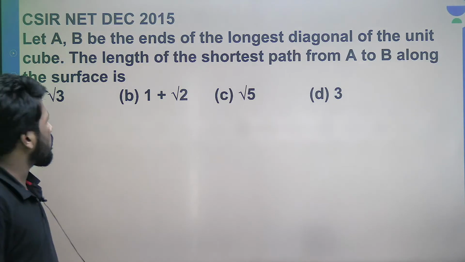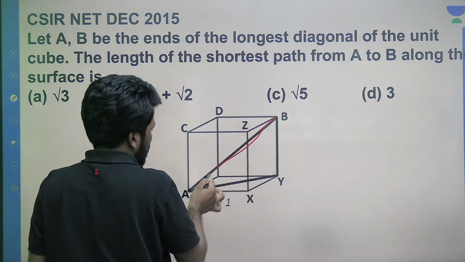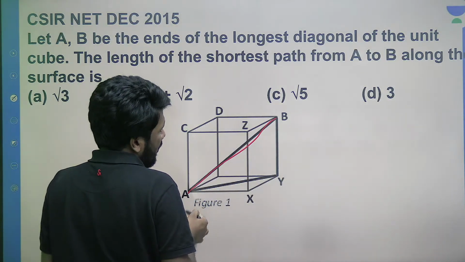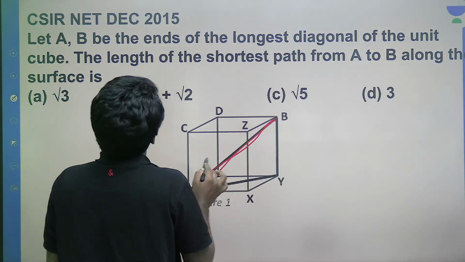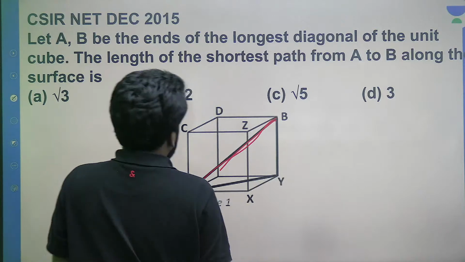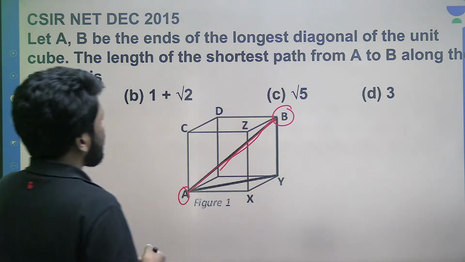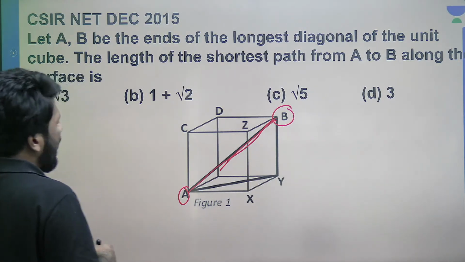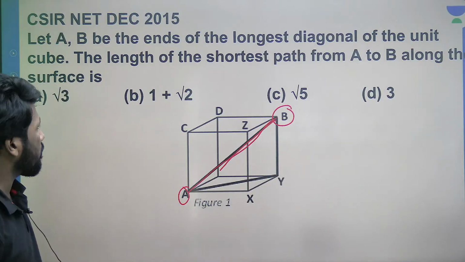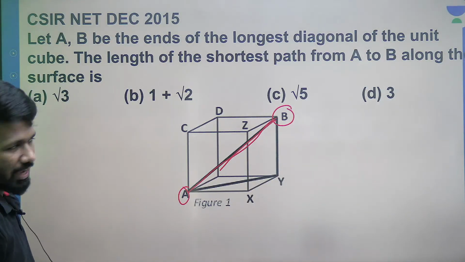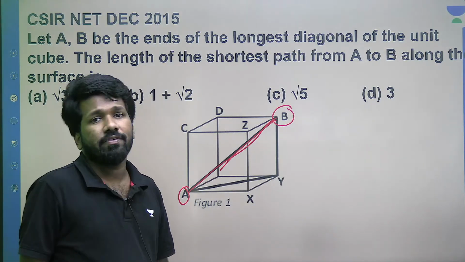So which is the longest diagonal? The longest diagonal will be this diagonal, right? Are you agreeing? The body diagonal we can say. This diagonal length is AB. Then the length of the shortest path from A to B along the surface. This is very important, this 'along the surface'. Many of you got option A, but is option A, √3, possible along the surface?